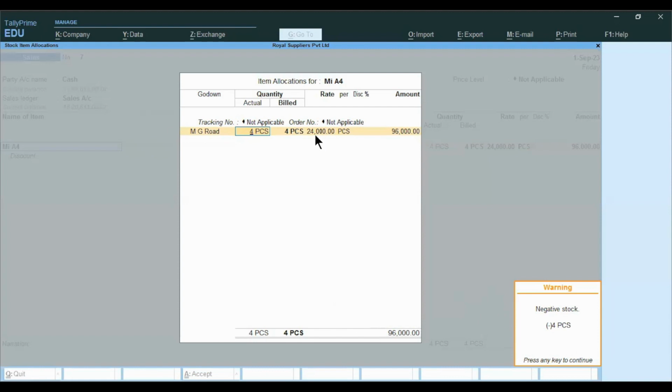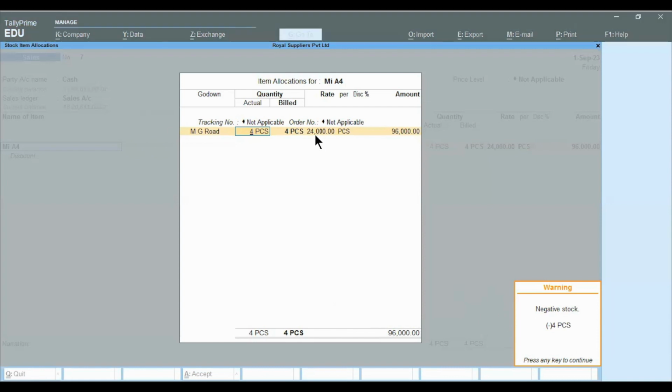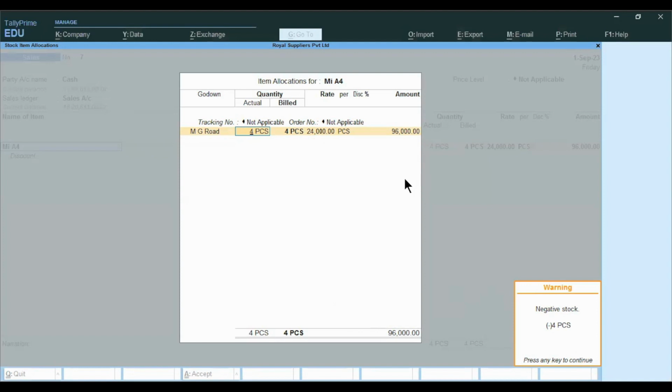So this is how we can have the standard rates for price levels for different stock items. If any problem arises, what we have to do is just shut down Tally and restart it. It will get solved. Any issues like this, any configuration issue or features issue, can be solved by just closing or shutting down Tally and restarting the same.